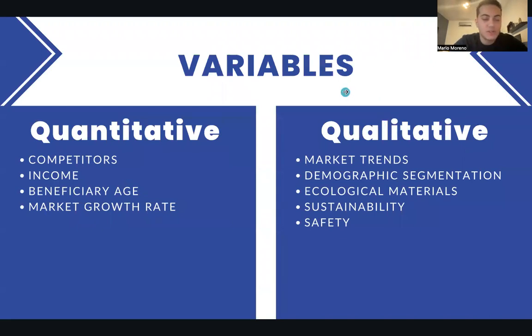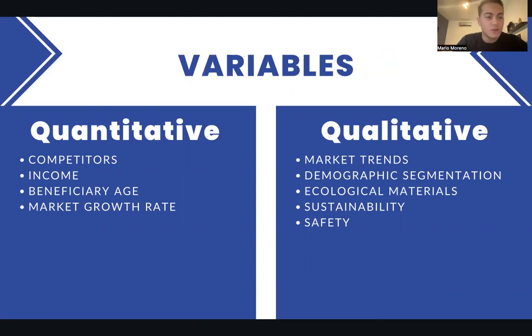So in our challenge, we stood up some variables that help us during the market study and the challenge itself. These variables, the quantitative ones, are the number of competitors on the market, like the other enterprises, companies, foundations, and organizations that are related to the same goals and the same customers. So they share that.